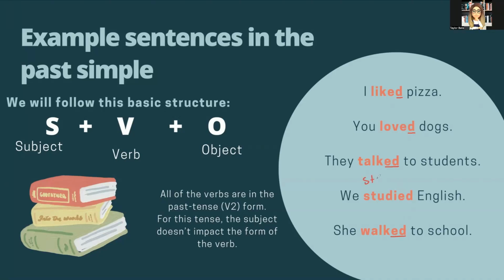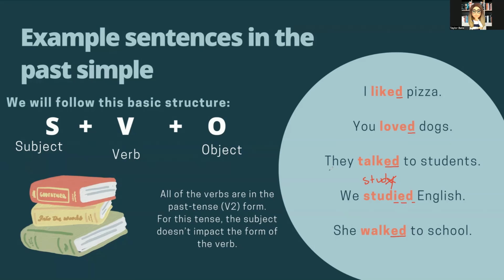So we originally had study. When we have a Y at the end here and we want to make it ED, we have to actually remove this Y and add IED instead, just because English is not confusing enough. So we must add more rules to make it more confusing. And no matter whether the subject is first person, third person singular, plural, whatever, it doesn't matter because it all follows the same rule anyway.